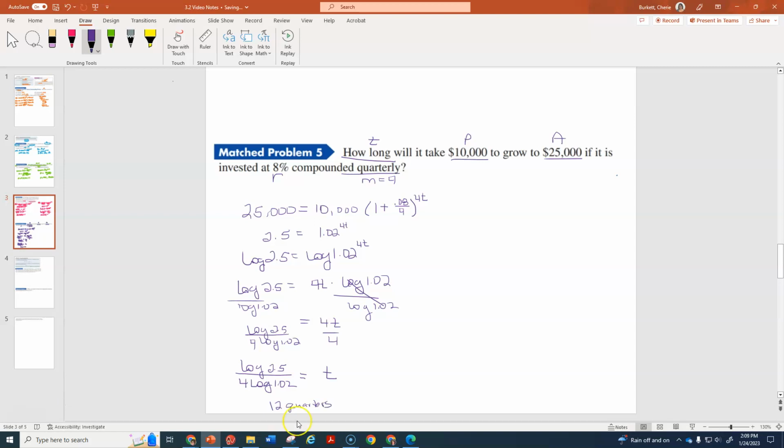So if you want to know how many months 12 quarters is, what do you do? You multiply 12 times 4, and that comes out to be 48 months. 48 months, I believe, is 4 years. I believe I did that right. Okay. That's it. That was the only one we had to do on that one.